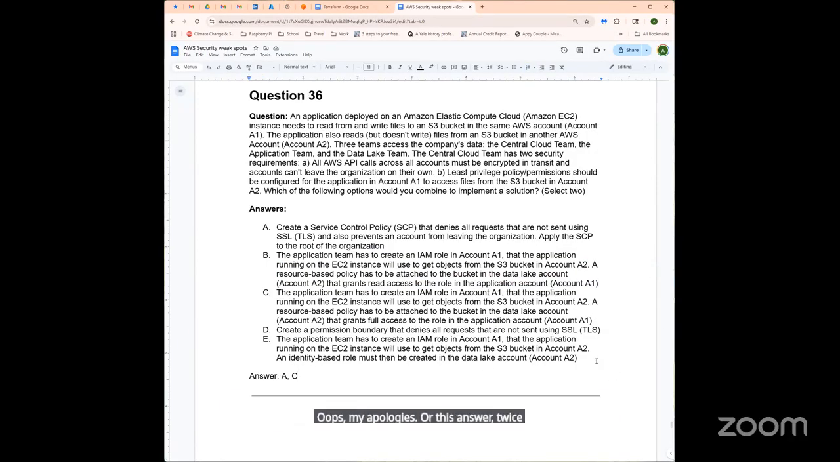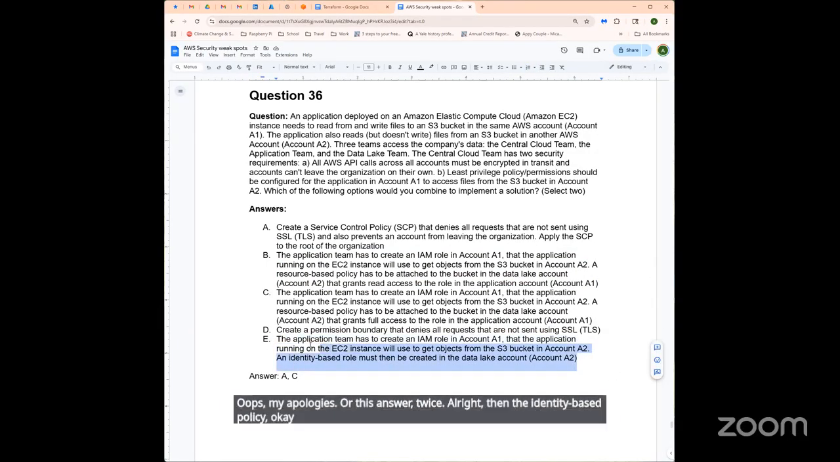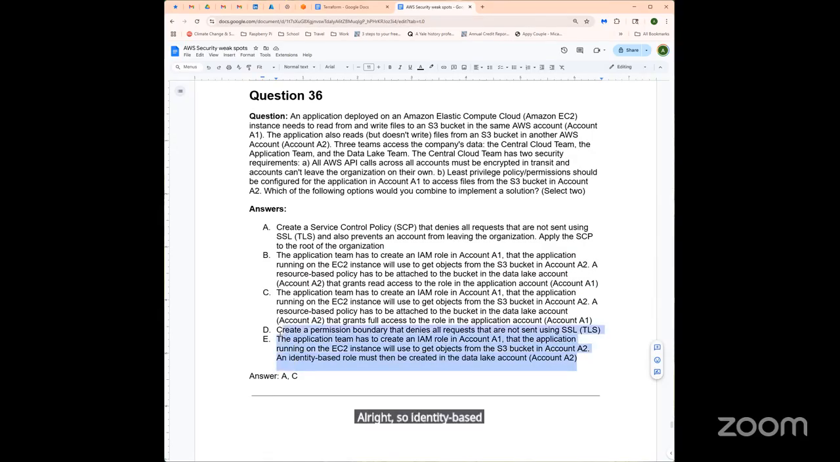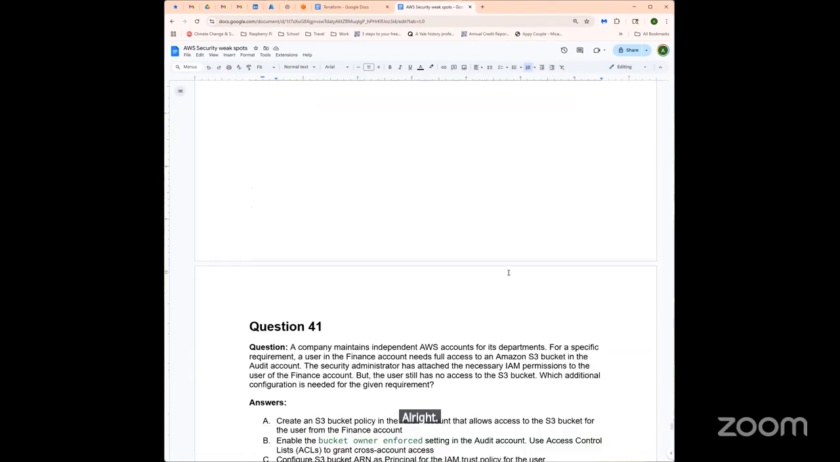All right, then the identity-based policy, okay? All right, so identity-based role, right? So this is wrong because the role should be in account 1, not account 2. Boom, that's a real simple one. All right, let's go to the next question.